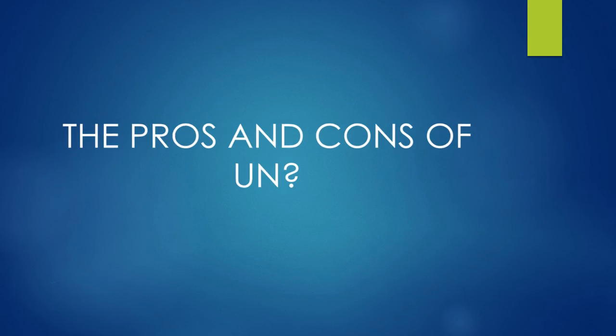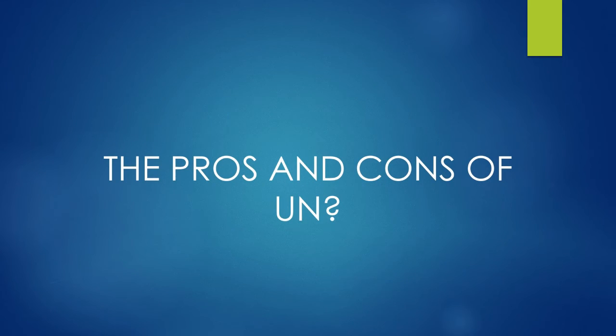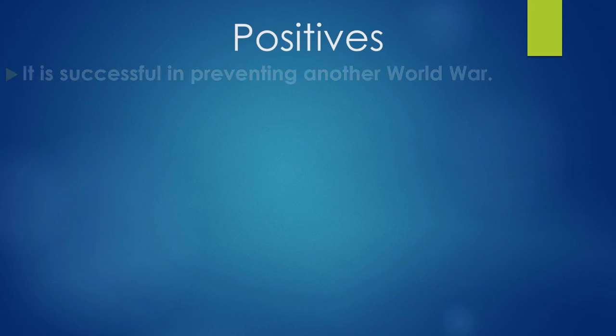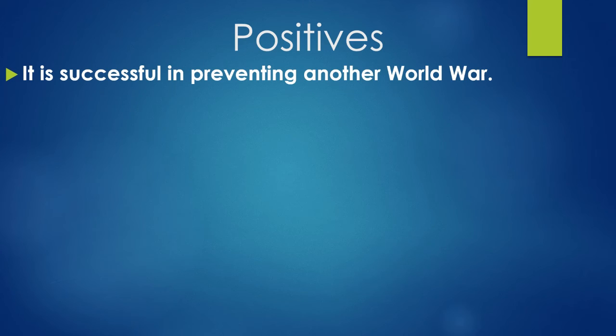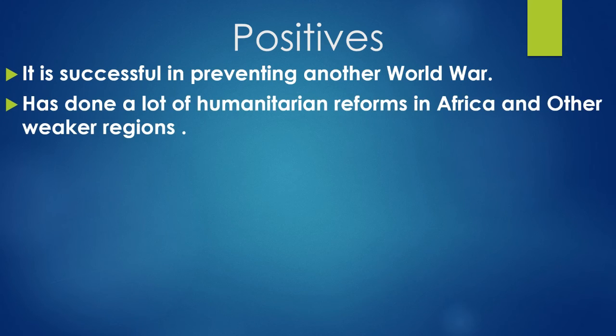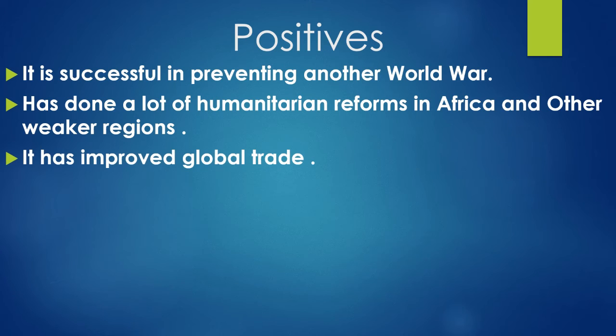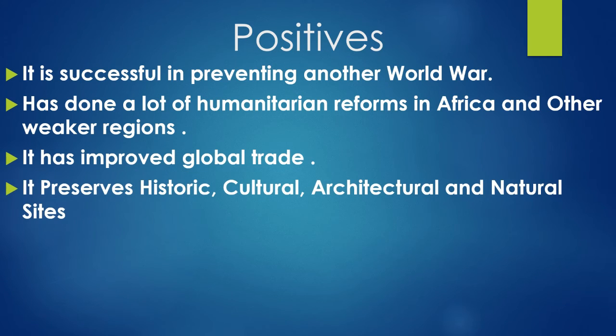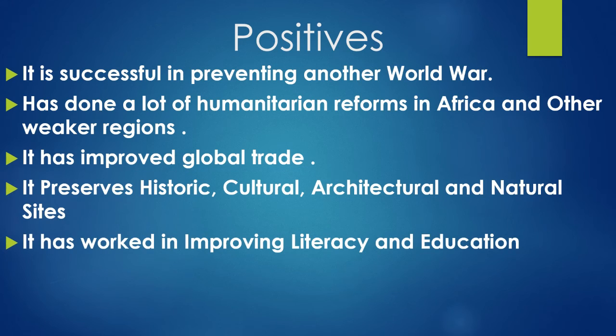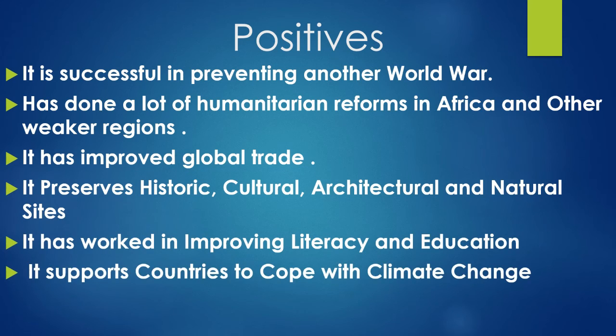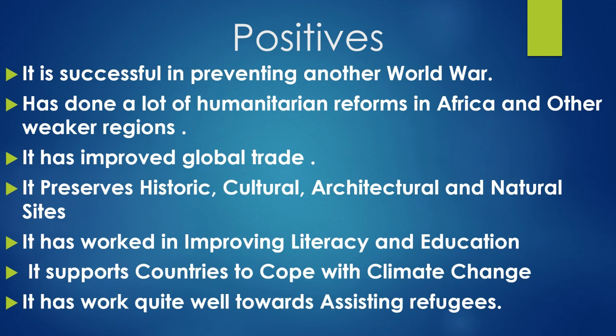So now let's discuss the pros and cons of the UN. The positives. It was successful in preventing another world war, and has done a lot of humanitarian reforms in Africa and other weaker regions. It has improved global trade. It preserves historic, cultural, architectural, and natural sites. It has worked in improving literacy and education. It supports countries to cope with climate change, and it has worked quite well towards assisting refugees.